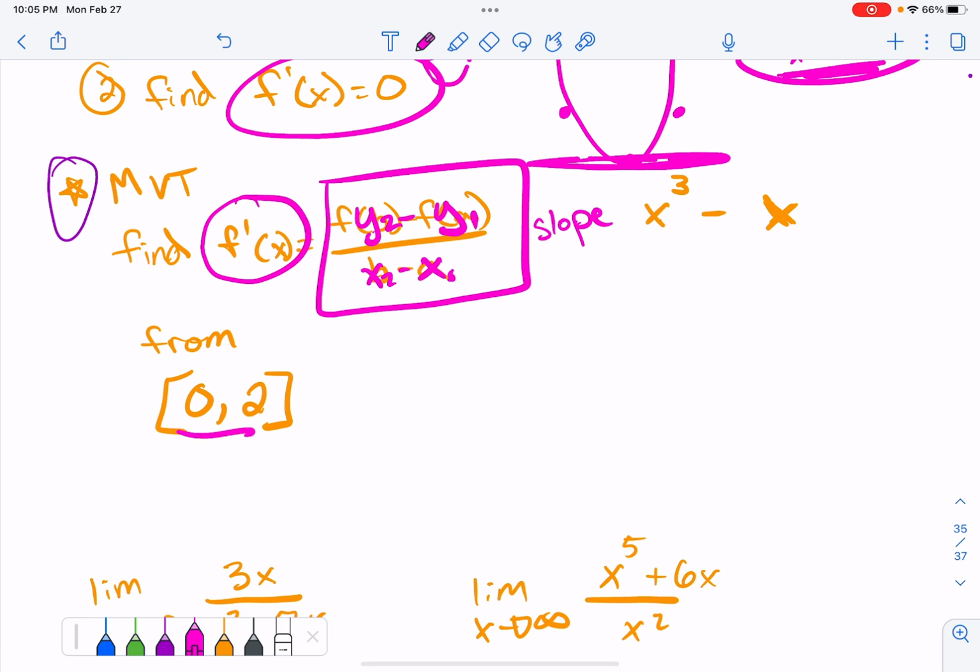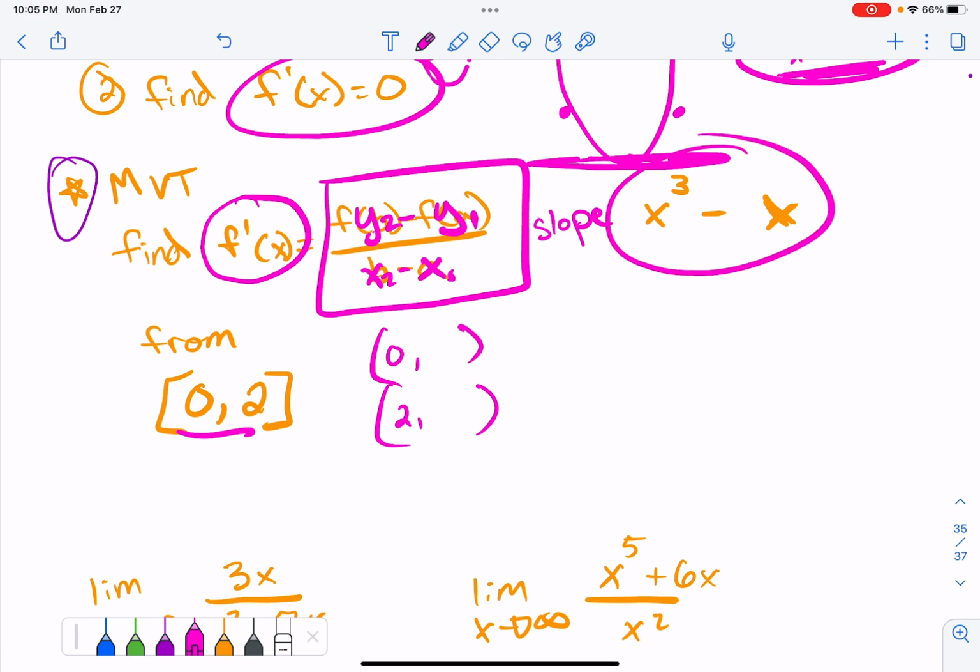So my endpoints are 0 and 2. 0 comma something and 2 comma something. And we're going to plug those in and figure out what our values are. So 0, if I plug that in, that coordinate is 0. If I plug 2 in, 2 cubed minus 2 will be 6. Okay? Now I want to do the slope of this. So y2 is 6 minus 0, x2 is 2 minus 0. So this would be 6 over 2, which is 3.